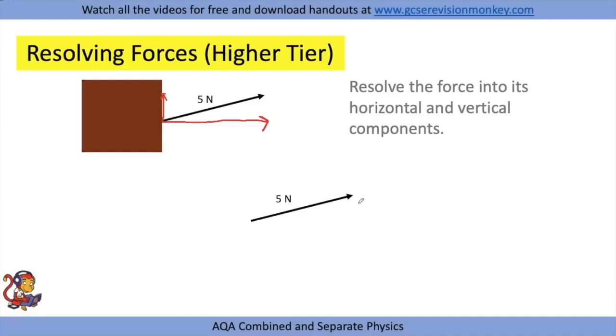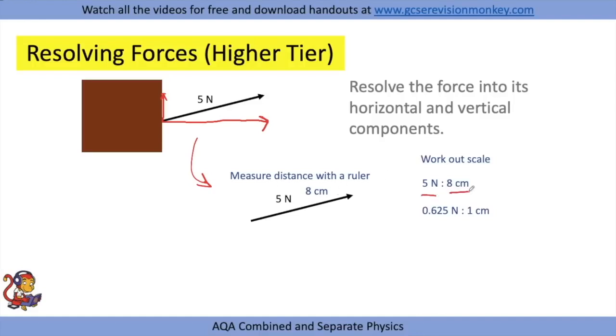They might even put this one on there for you already drawn if you don't have to copy it from a diagram. You'd have this arrow and you would need to measure this arrow to calculate your scale. So if we measured it and it was, for example, 8 centimetres, we could look at our scale. So we'd have 5 newtons for every 8 centimetres. And if we divide both sides by 8, that will make this 1 centimetre, because 8 divided by 8 is 1, and that will make this 0.625 newtons. So now you've got your scale, you know that every 1 centimetre equates to 0.625 newtons.